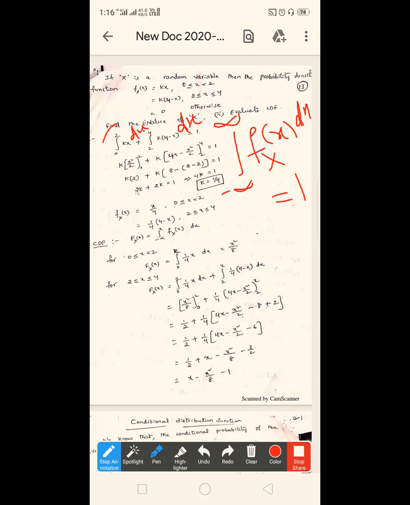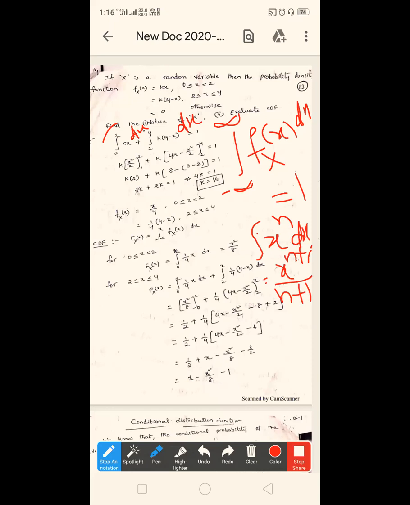Integral x dx. What is the formula? Integral x power n dx is equal to x power n plus 1 by n plus 1. That is the formula. So apply the formula. Integral x dx, x power 1 plus 1 by 1 plus 1, so x square by 2. Integration is over. Now we have to apply the limits in the next step.